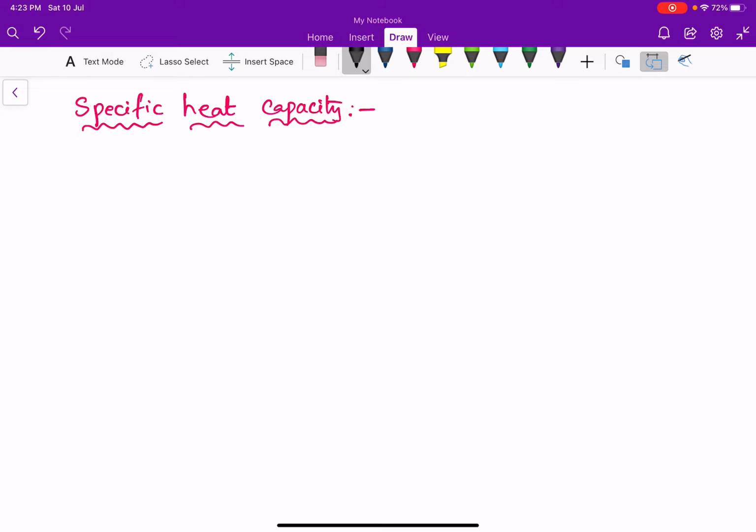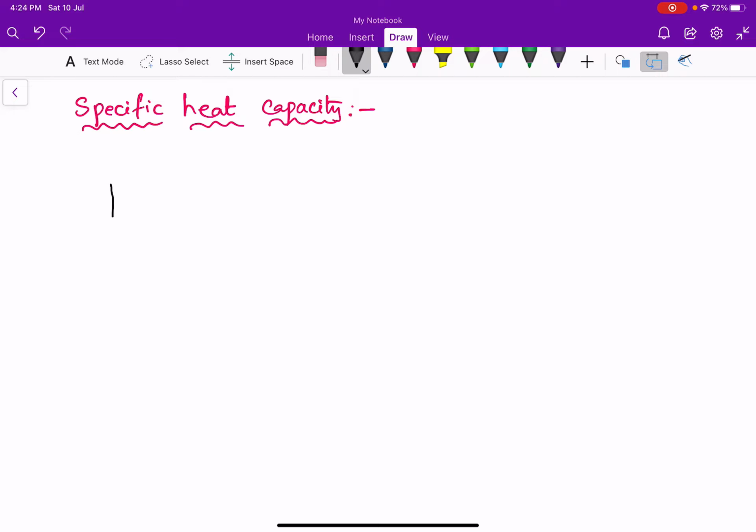Hello students, today we are going to discuss specific heat capacity in this class, and also we will discuss calorimetry. So first of all, to discuss specific heat capacity, first I define what is heat capacity. In order to define heat capacity, we should observe some facts.